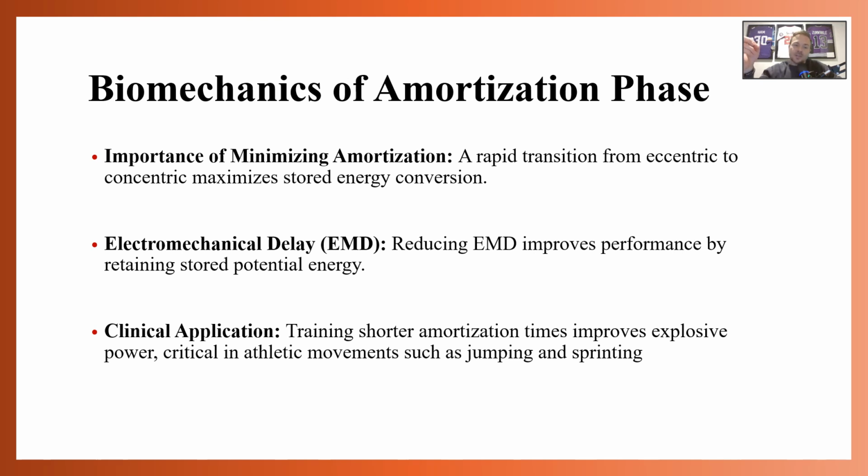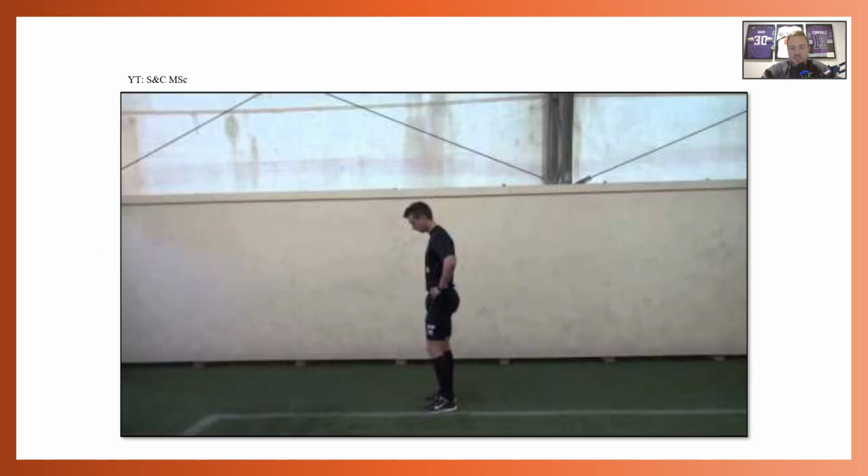So if we can kind of fixate here on the neural conductivity, if there's a delayed signal to the muscles to contract, meaning motor unit recruitment and some of the other neuroadaptive processes, we're talking here about some of the feedback loops, like with Golgi tendon organs and things of that nature, muscle spindles, ability to relay information back to the central nervous system. If we can reduce the delay in signaling, then our ability to contract will be quicker and our plyometric exercise will be more powerful. What about clinical application? Well, training shorter amortization times improves explosive power, critical in athletic movements such as jumping and sprinting.